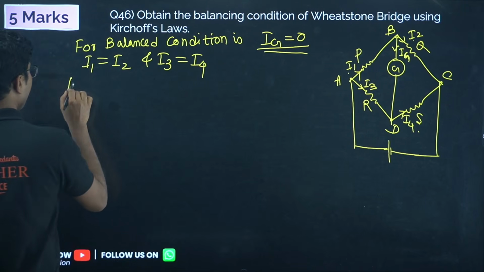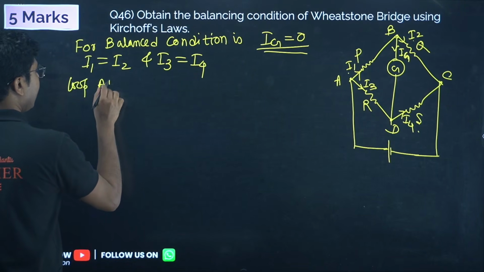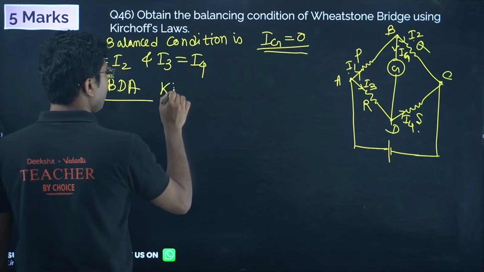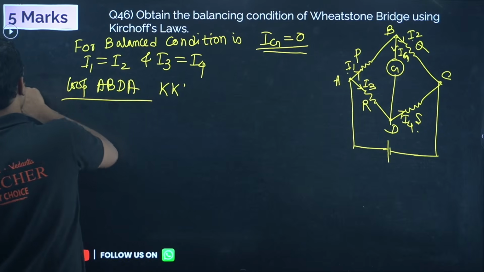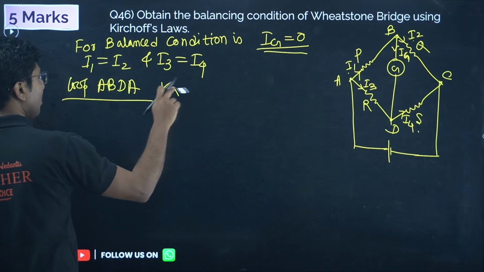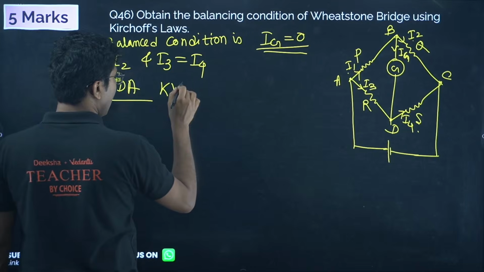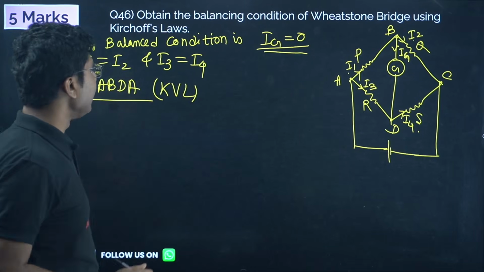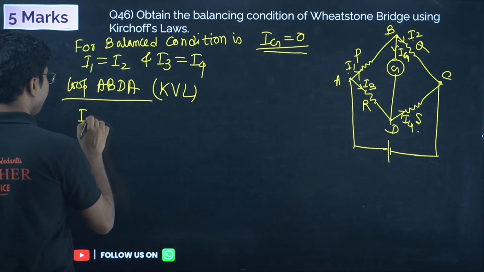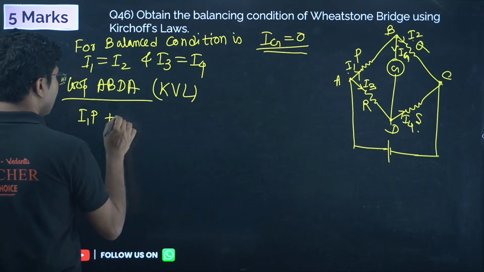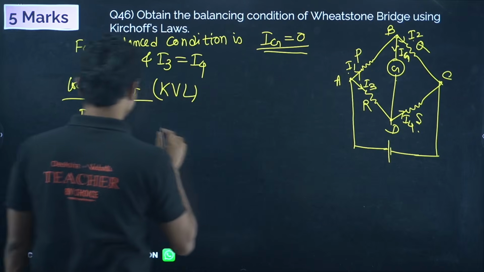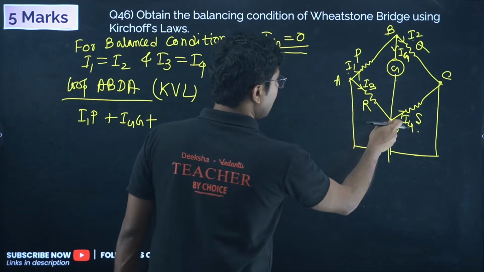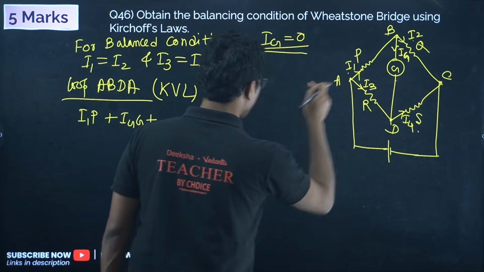Okay, in loop A, B, D, A, applying Kirchhoff's voltage law, or Kirchhoff's loop rule, whatever you say. I am comfortable with Kirchhoff's voltage law. Applying Kirchhoff's voltage law in the loop ABDA, we get I1 into P plus IG into G minus I3 into R. Why minus?